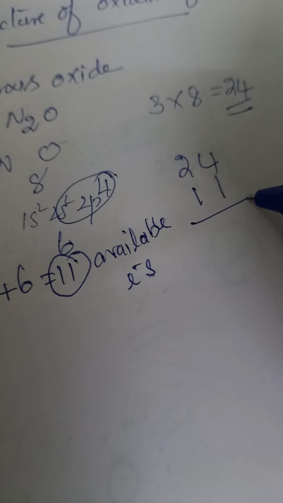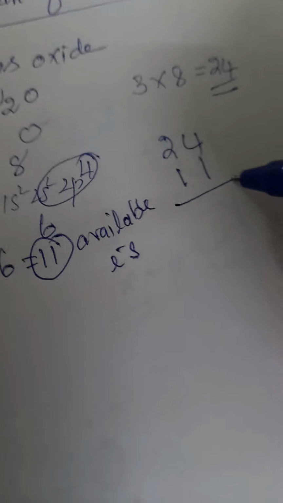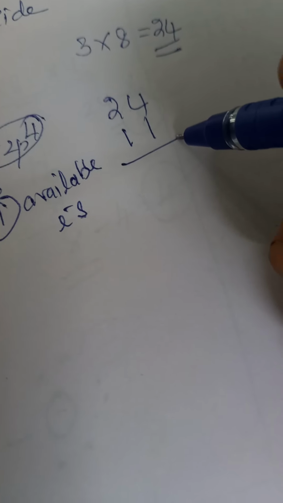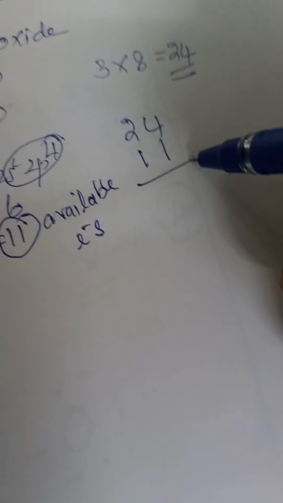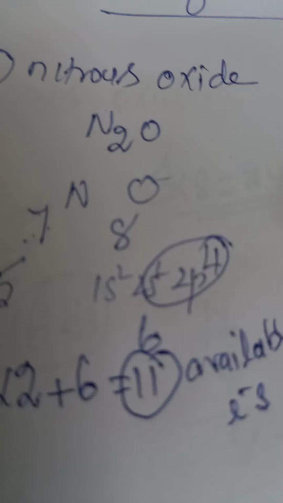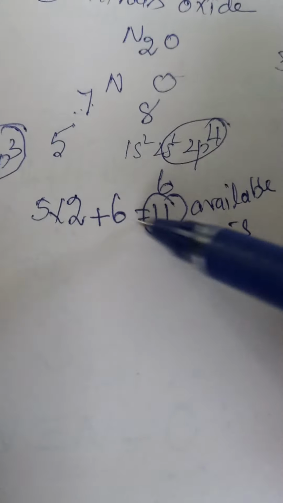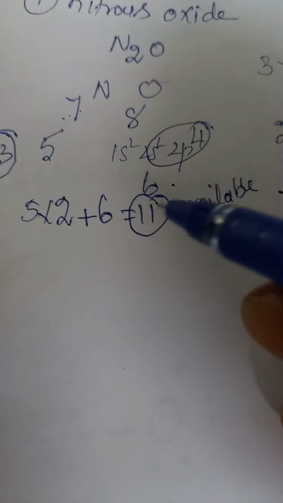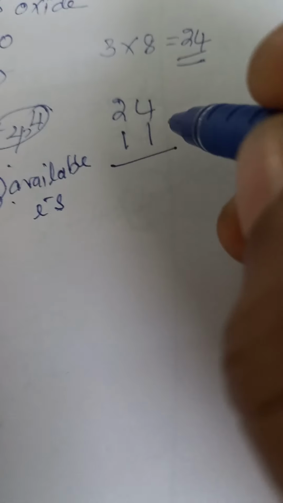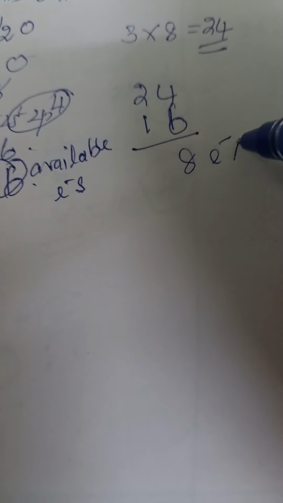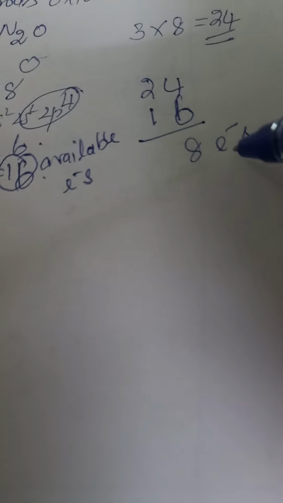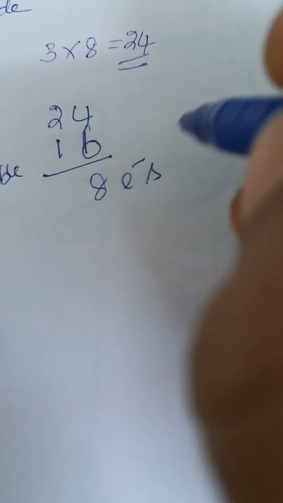Yes, 3 8s are 24. Sorry, 16, not 11, 16. Sorry, I wrote it wrong. 5 2s are 10, 10 plus 6, 16. So 16 electrons are available. Shortage means 8 electrons. 8 electrons shortage. So if we are converting it into bonds, 8 by 2 is equal to 4 bonds.